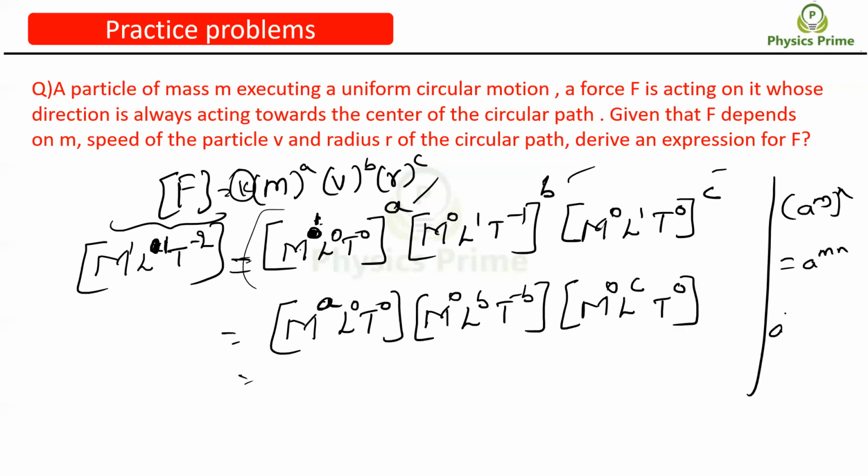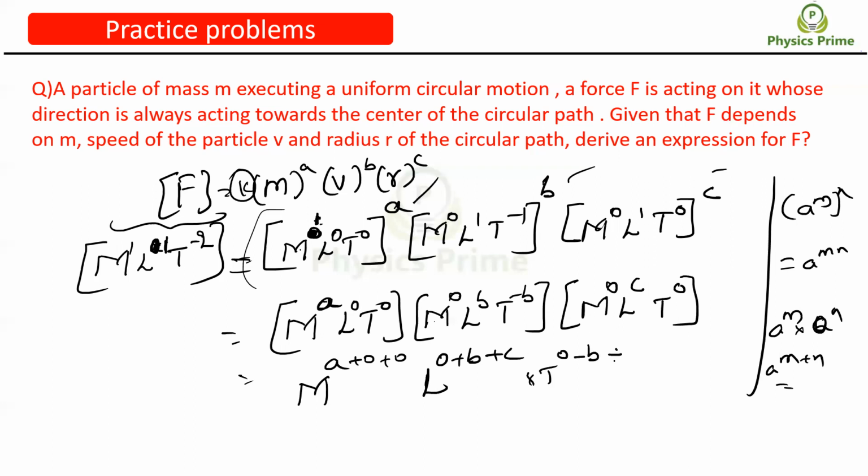Now you know that A power M into A power N is A power M plus N, right? Yes, sir. Can I write this as M power A into M power 0, meaning M power A plus 0? Like that, L power 0 plus B, that means I can add all of the powers, right? Plus L power C, so T power 0 minus B plus 0. Got it?